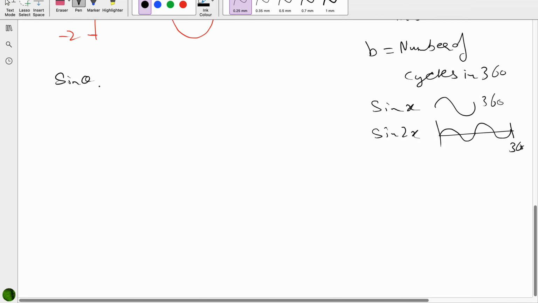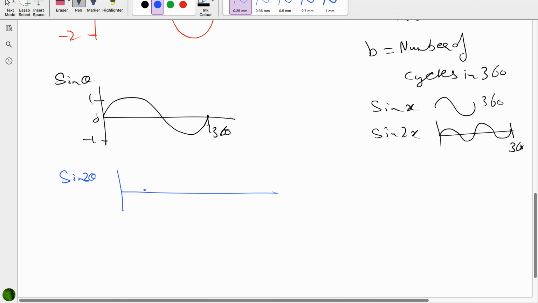So sine theta appears like this. It starts at 0, ends at 360, maximum is 1, minimum is -1. And sine 2 theta, I can say that this is 180 because we have 2 complete cycles in 360, and this value stays 1 and this is -1.